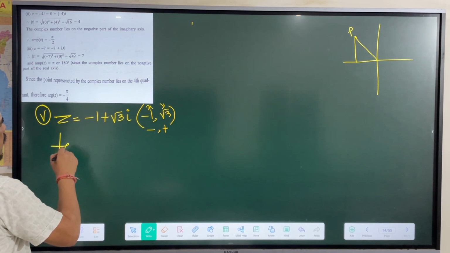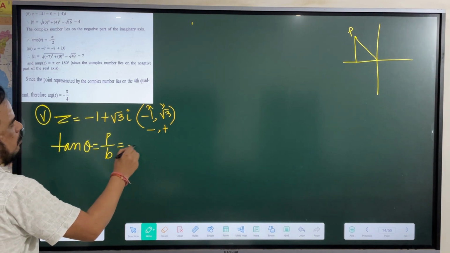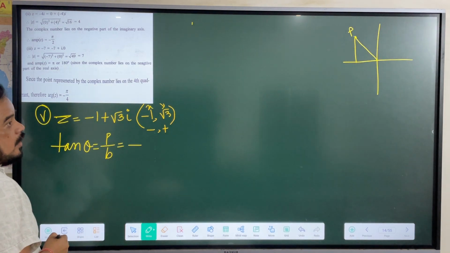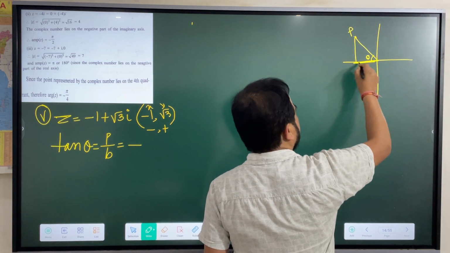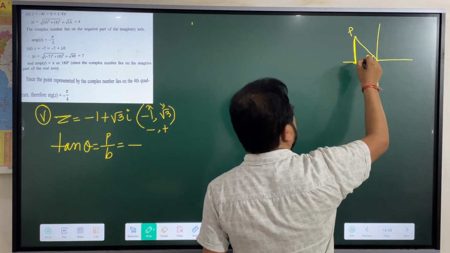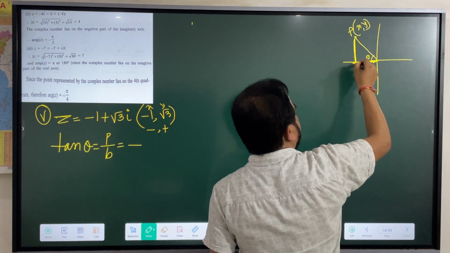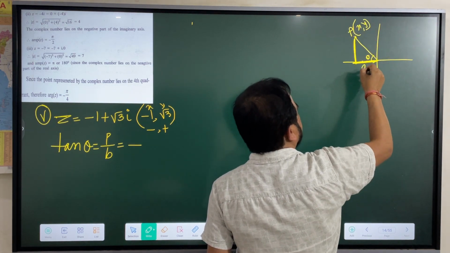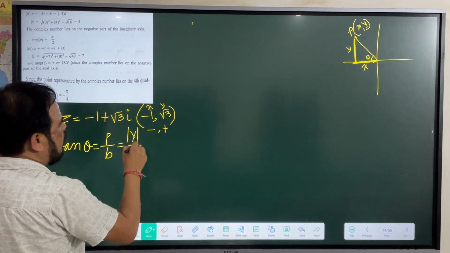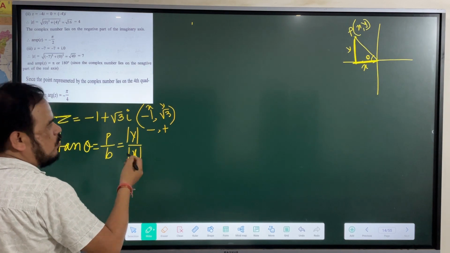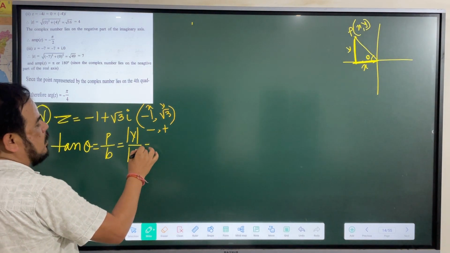So we know that tan theta is equal to p by b, perpendicular by base. With respect to this angle theta, this is base and this is perpendicular. That means this is base x, this is y. Always we don't have to see the diagram. Tan theta equals mod of y by mod of x.